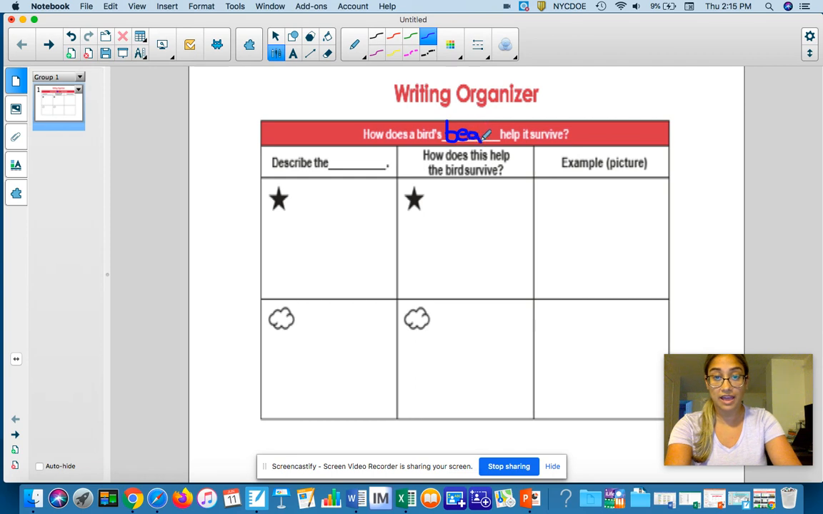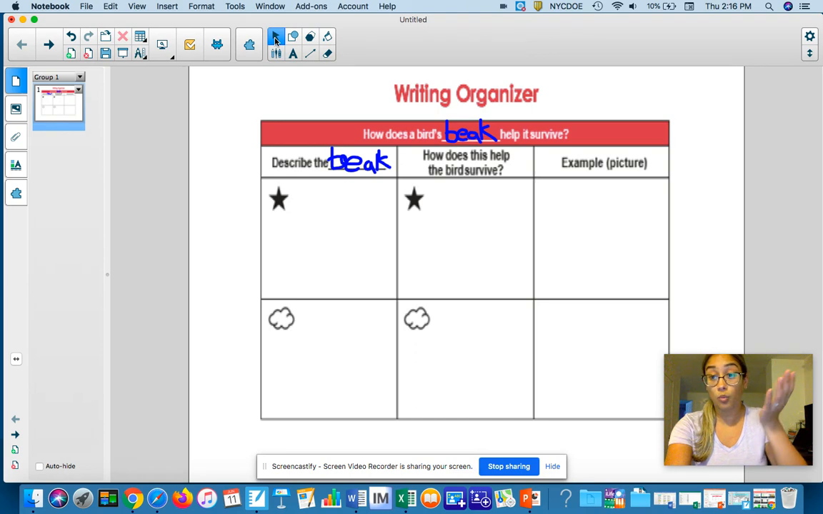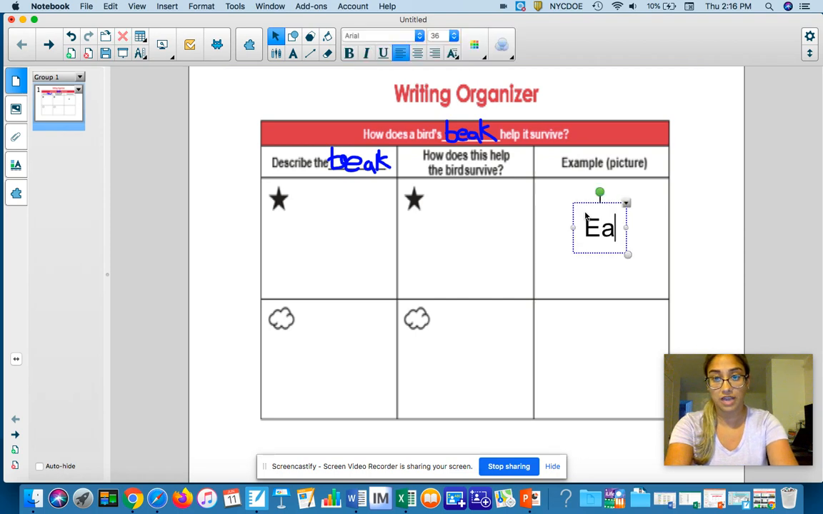B-E-A-K. I'm going to label it here. And then over here it says describe the, and we're talking about beaks. That's my example. B-E-A-K. So once we figure out which body part we're going to use, we need to then figure out what bird are we going to talk about. So I think I'm going to talk about an eagle because I think the eagles are very interesting.